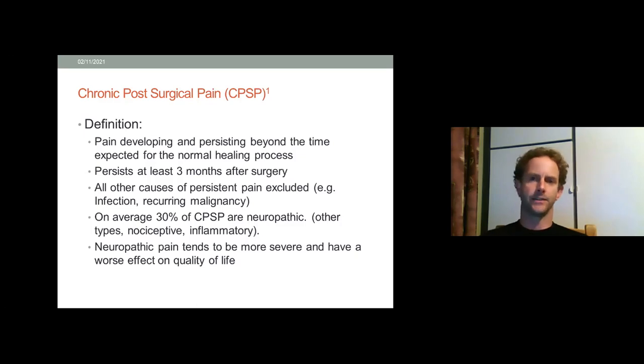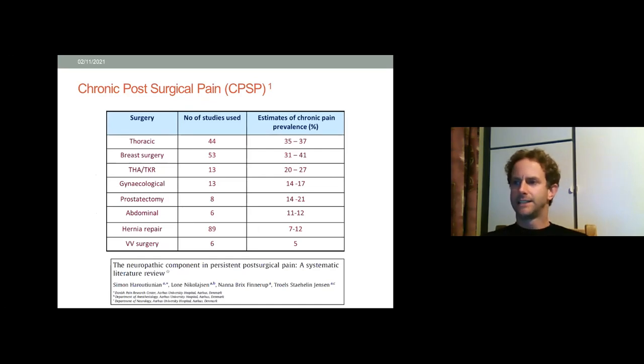And on average, about 30% of the patients suffer from neuropathic pain, as opposed to nociceptive inflammatory pain. And the ones that suffer from neuropathic pain tend to have a far worse quality of life, and their pain is much more severe. So the reason that they're quite keen on asking this question is because it's very common.